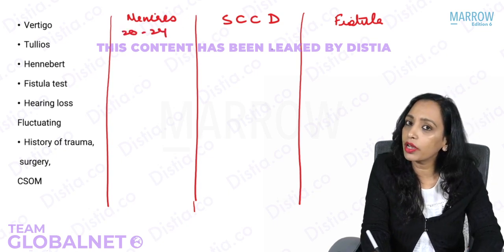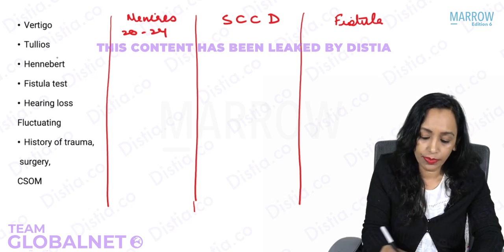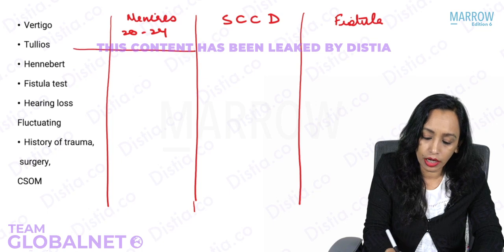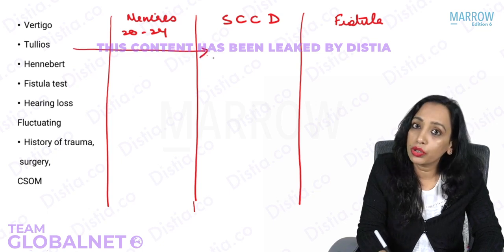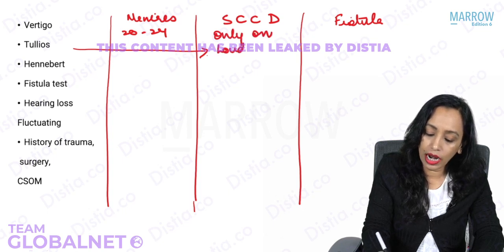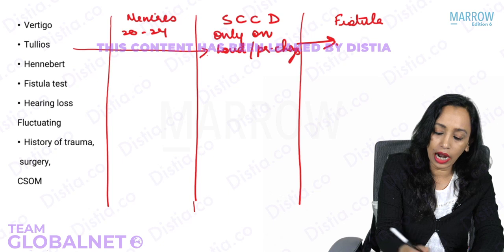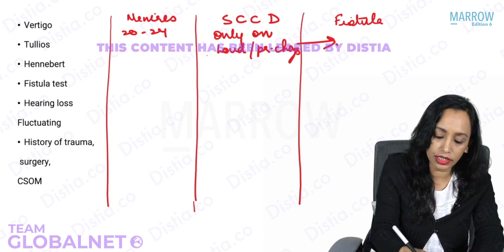In superior semicircular canal dehiscence and fistula, will there be vertigo? Yes, it will be present, but only with the Tullio phenomenon: only on loud sounds or on pressure changes. The same holds for fistula, only on loud sounds and only on pressure changes.